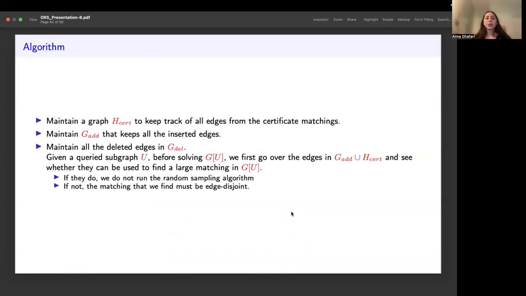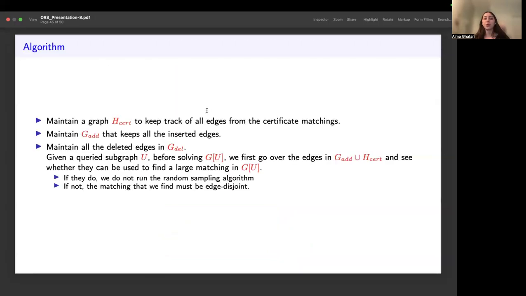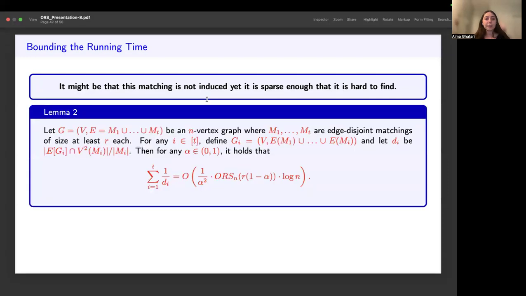Something that we want to do is to make sure that these huge costs that we are paying, we charge to the ORS graph. But we might have a case like this, where we find a matching that is not actually an induced matching in the matchings that we already found, yet it is just sparse, so we have to pay a lot of time to find this matching.